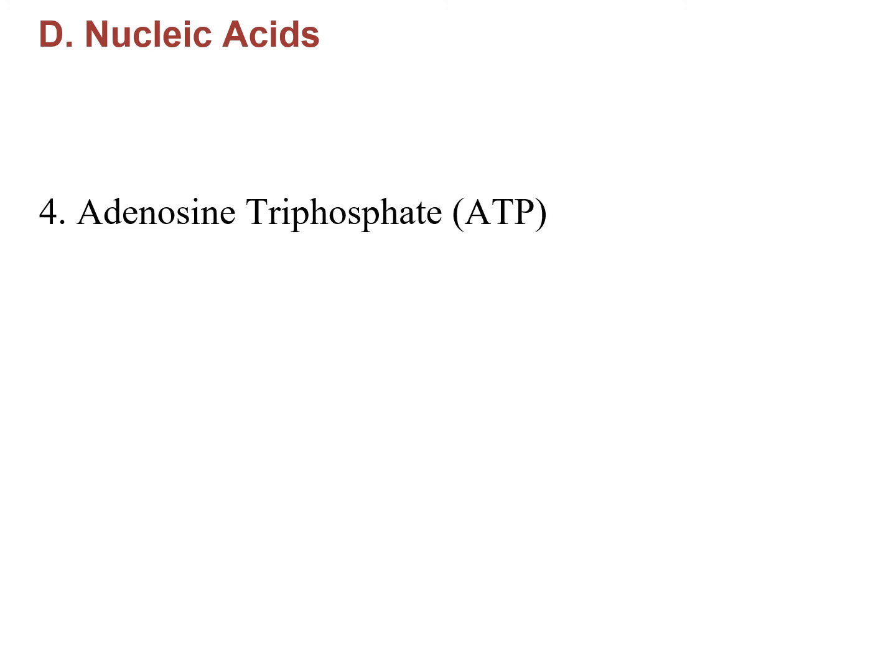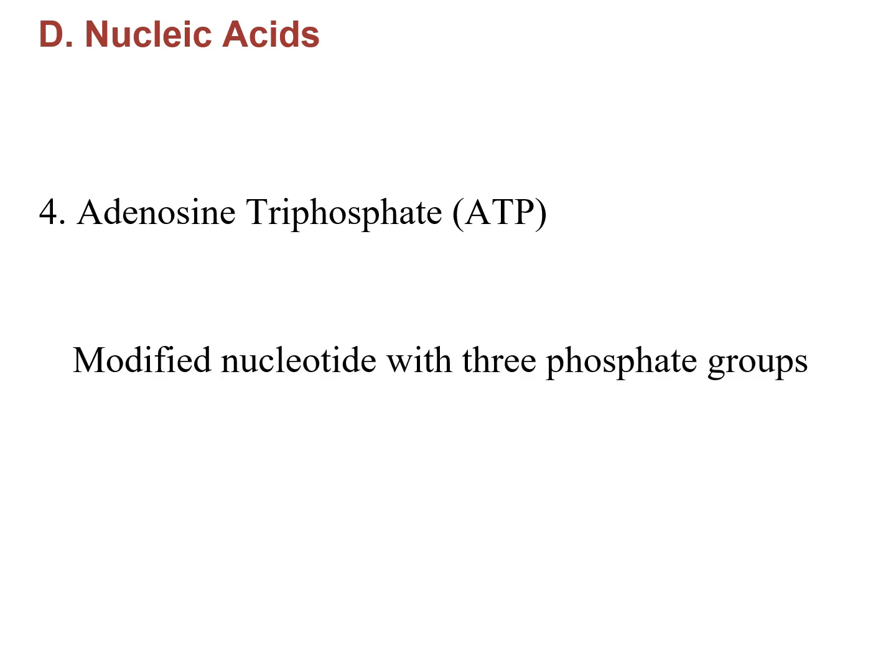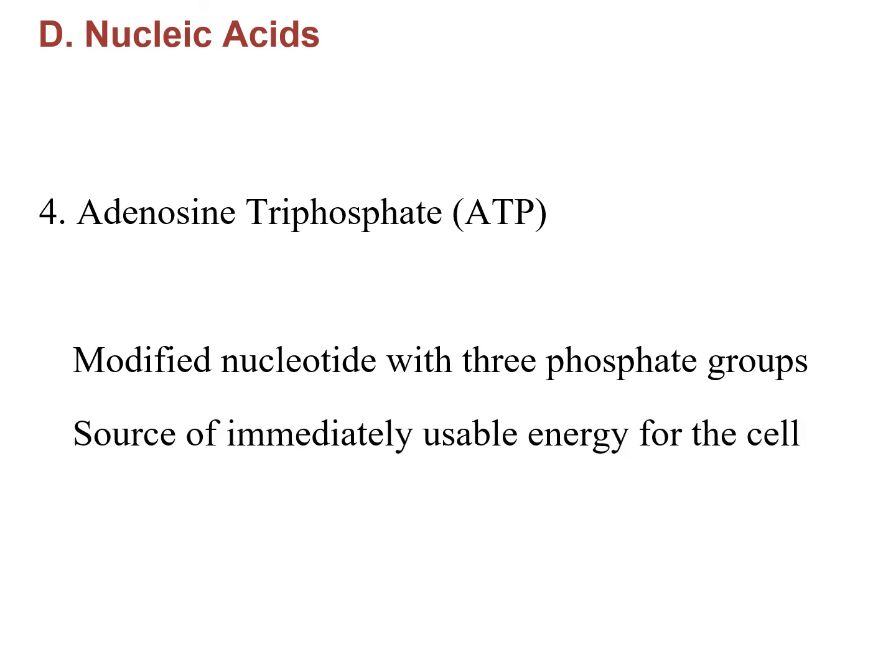Here's one more really important nucleic acid. It's called ATP, and that initialism stands for adenosine triphosphate. So unlike DNA and RNA, ATP is not a chain. It is a single nucleotide that has 3 phosphate groups attached to it. And that molecule is the most immediately usable source of energy for cells.